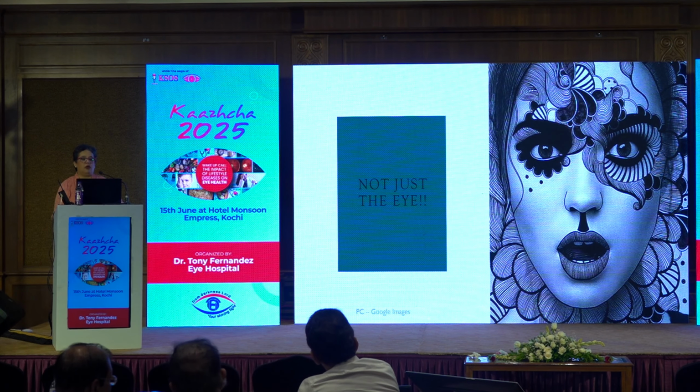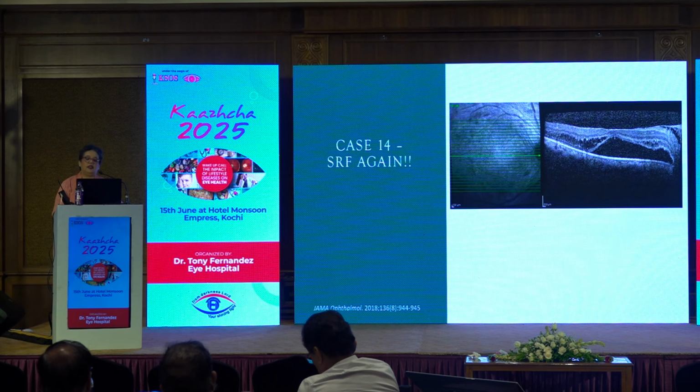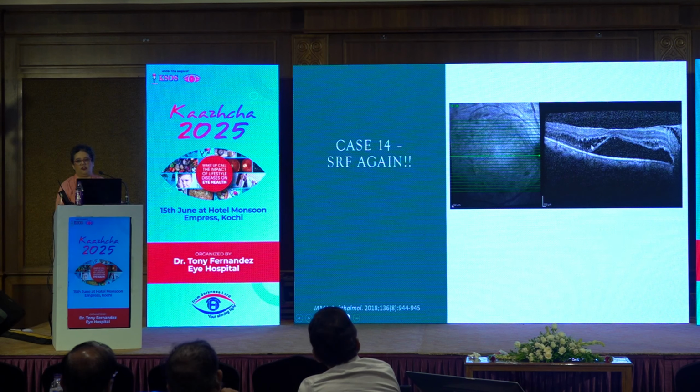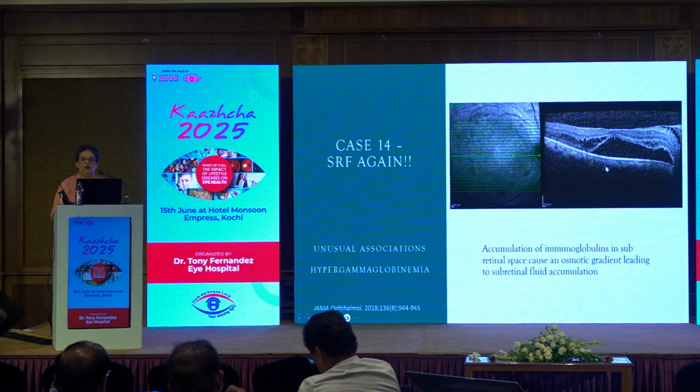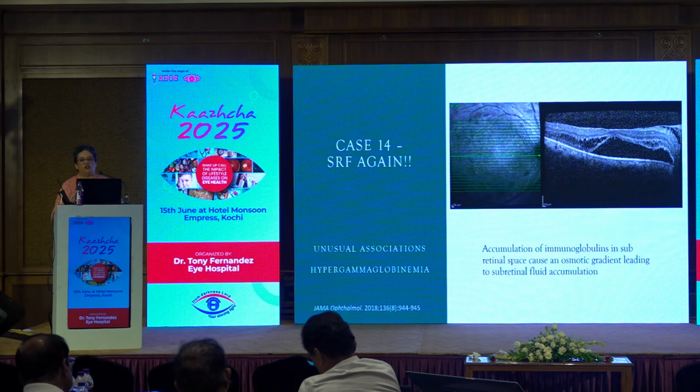And again, we should remember, we are not just treating an eye, we are treating an individual and a patient. Here is another case where this is a patient with diabetes, hypertension, poor control, presents with a picture with multiple hemorrhages all over, and this very different looking subretinal fluid with intraretinal fluid. So this patient had hypergammaglobulinemia, and this kind of a fluid accumulation occurs due to the accumulation of immunoglobulins in the subretinal space and the osmotic gradient which causes the fluid.